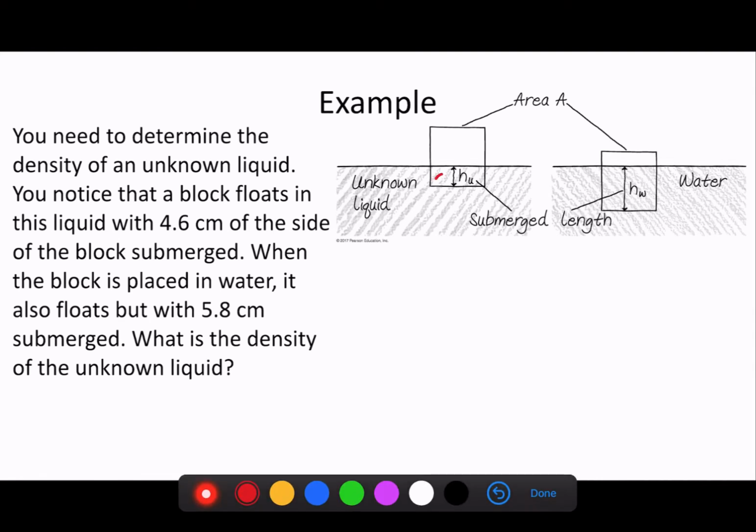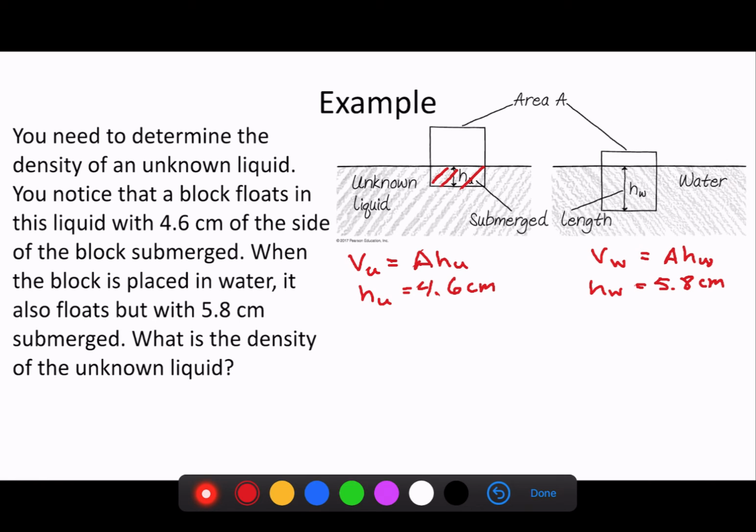So the volume of the block when it's in the unknown liquid is going to be equal to the area of the top of the block times the height of the block that happens to be submerged. So that's our 4.6 centimeters. When the block is in the water, we calculate our volume the same. We just have a different height this time. Area is the same, but the volume of the block is now going to be based on a height of 5.8 centimeters submerged in the water.